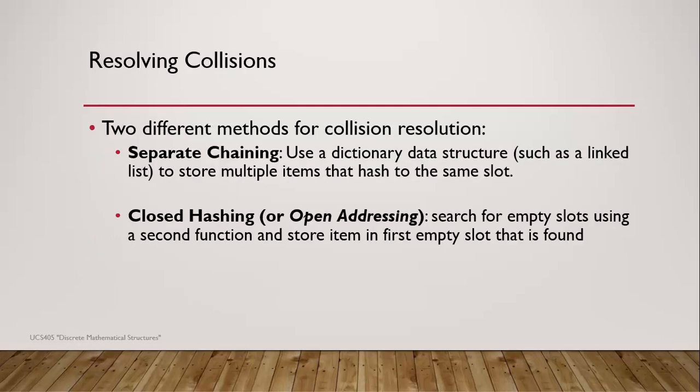There are two methods to resolve collisions. First is separate chaining, second is closed hashing. In separate chaining, we use an additional data structure like a linked list to store the multiple items that hash to the same cell in the hash table. Second, closed hashing. In closed hashing, we do not use any extra data structure, but we try to find an empty slot by using some other function.